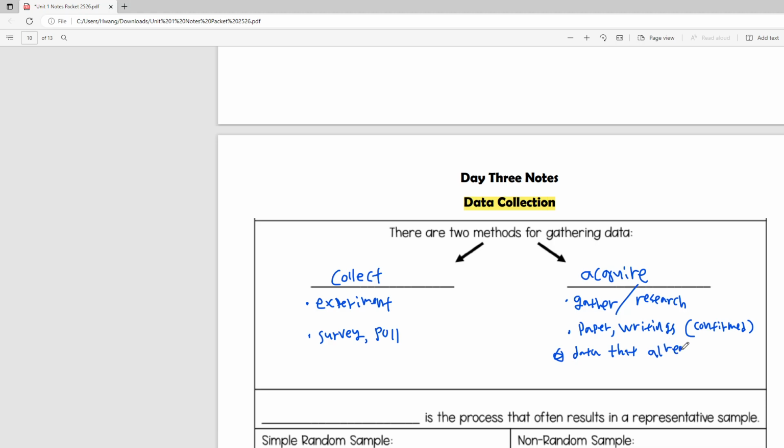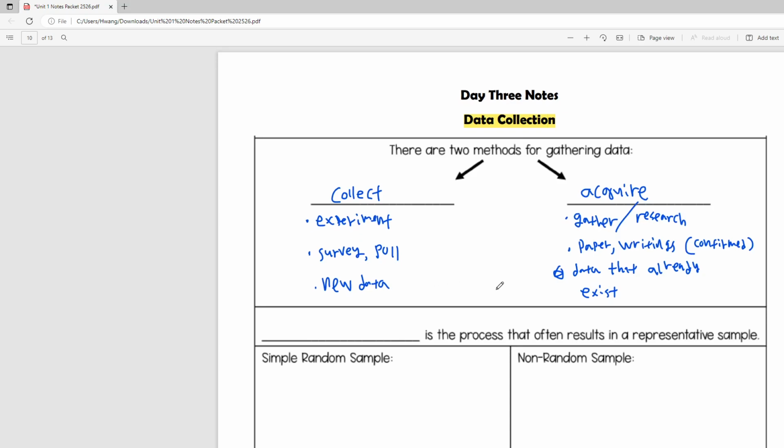You're not gathering new data, which is collecting data. Collecting data is gathering new data, and I'll write it here. You're collecting new data, while acquiring data is you're just using the data that already exists. That is the core difference between those two.